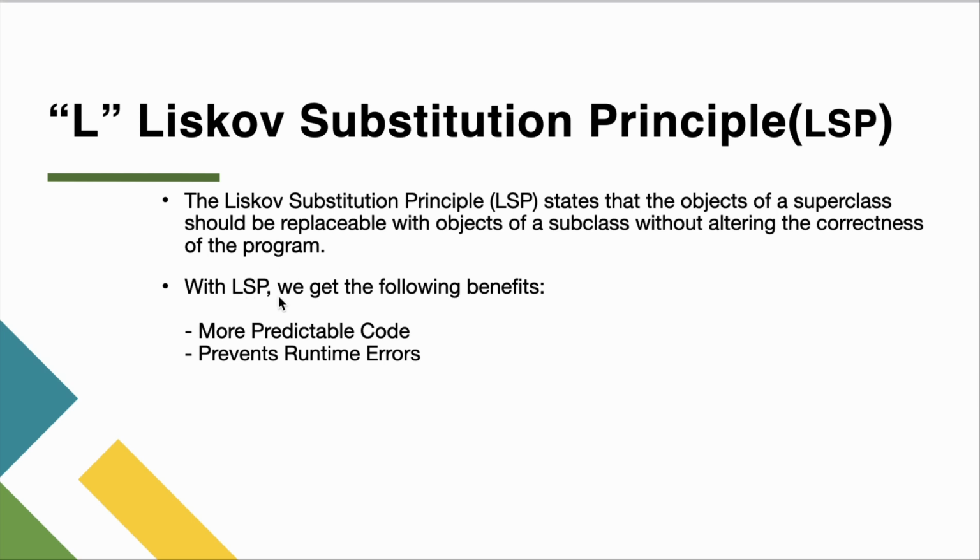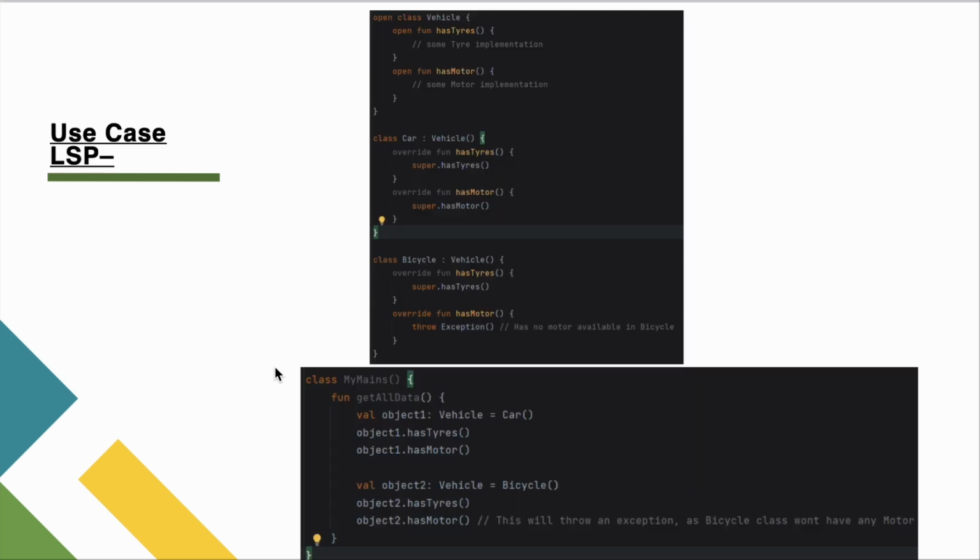So with LSP we get the following benefits: more predictable code and prevention of runtime errors. How? Let's see an example. If you see, there is an open class vehicle that has two functions. One is has tires, one is has motor. Assume there will be certain implementation added for has tires, and some implementation added for has motor.